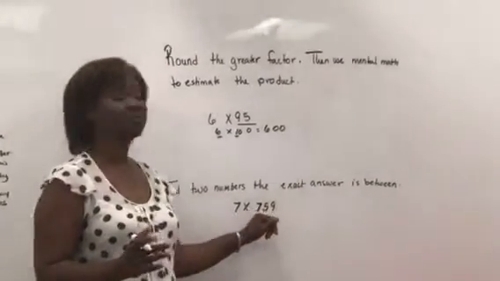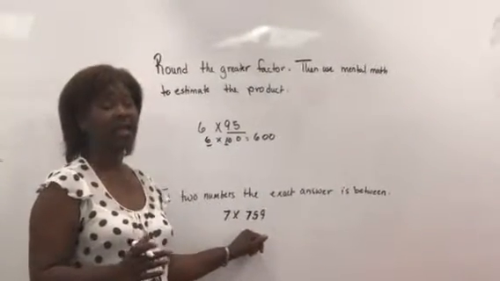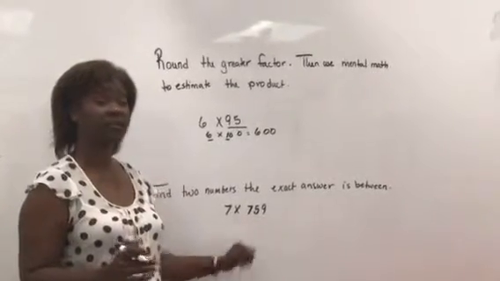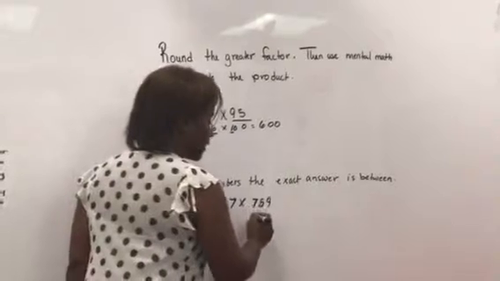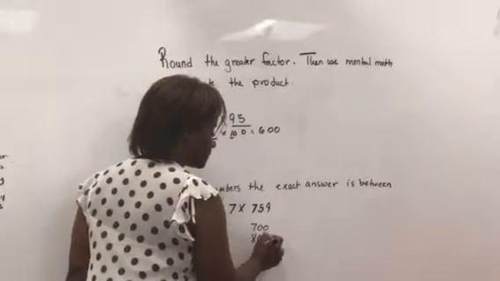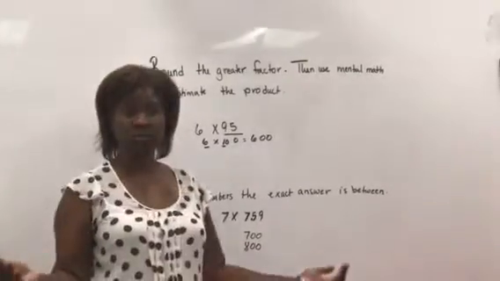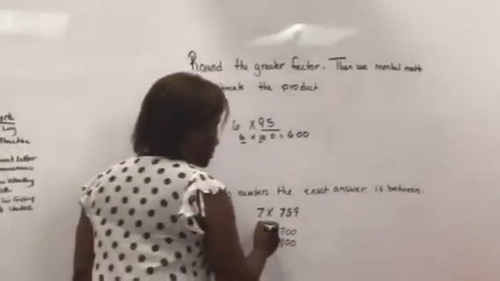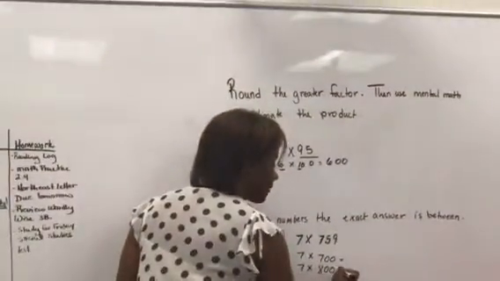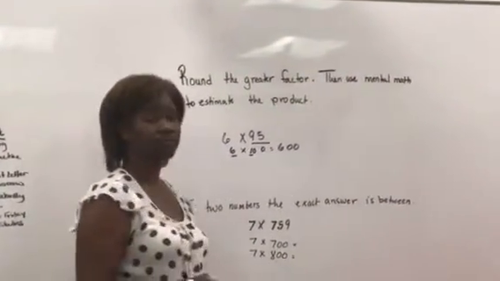In this particular case, we have 759. And so we're going to say, what two hundreds is 759 between? If we look down the way, it would be between 700 and 800. Now, what do we do with that? We go ahead and we multiply 7 by each of the numbers, and we will come up with our estimated amount.